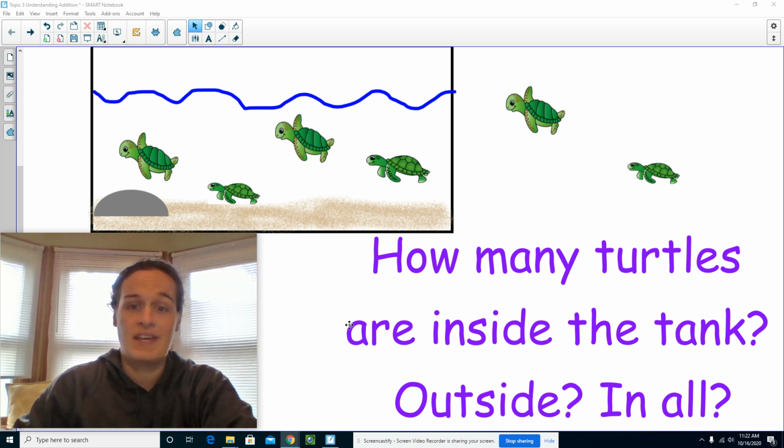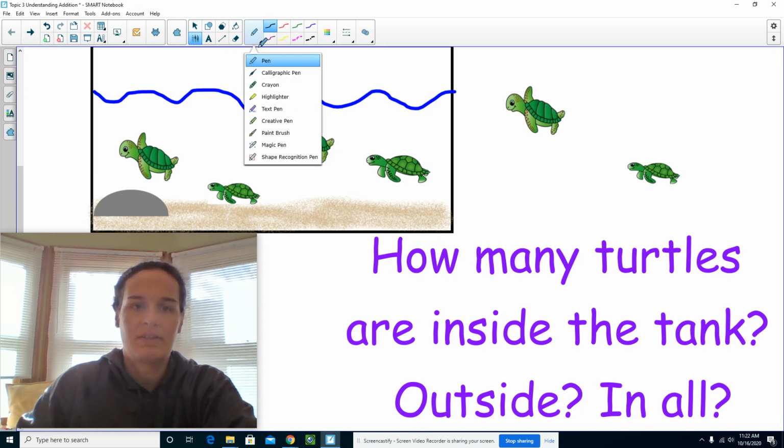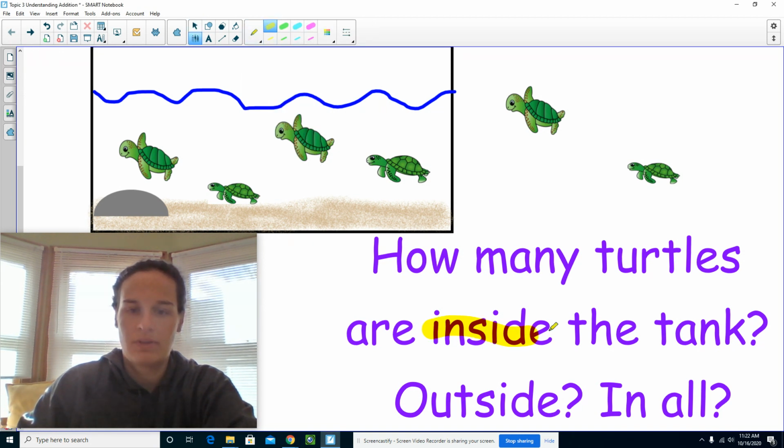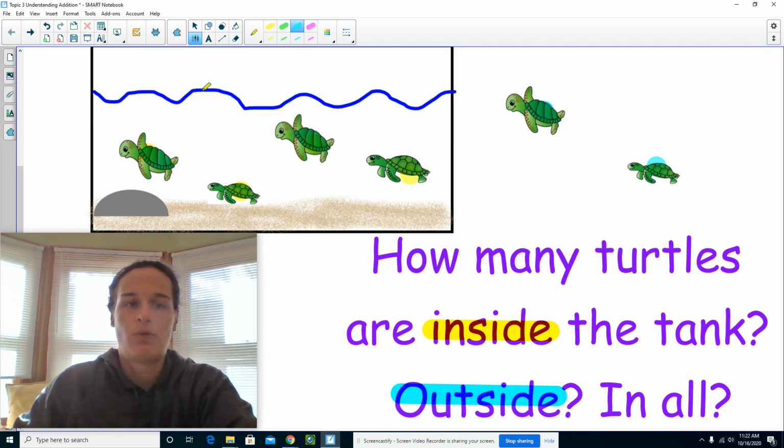Our problem of the day says, how many turtles are inside the tank, outside, in all? Well, let's start with the inside the tank. There's 1, 2, 3, 4. There's 4 turtles inside the tank. Now let's find how many are outside the tank. We have 1, 2. So there's 4 inside and 2 outside.